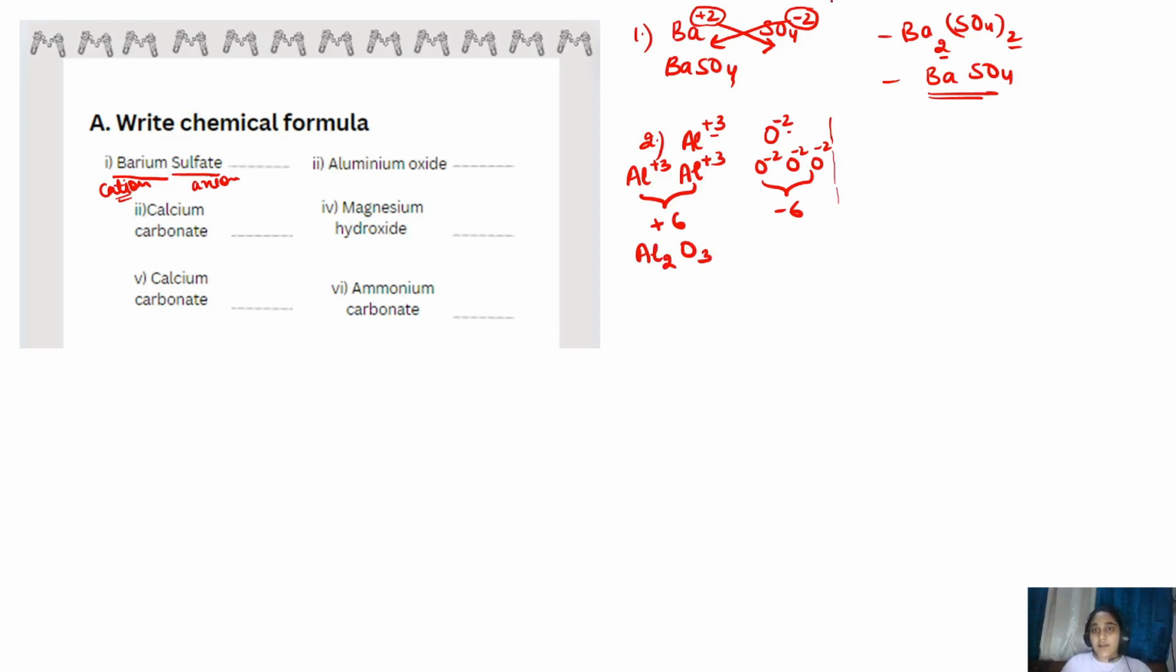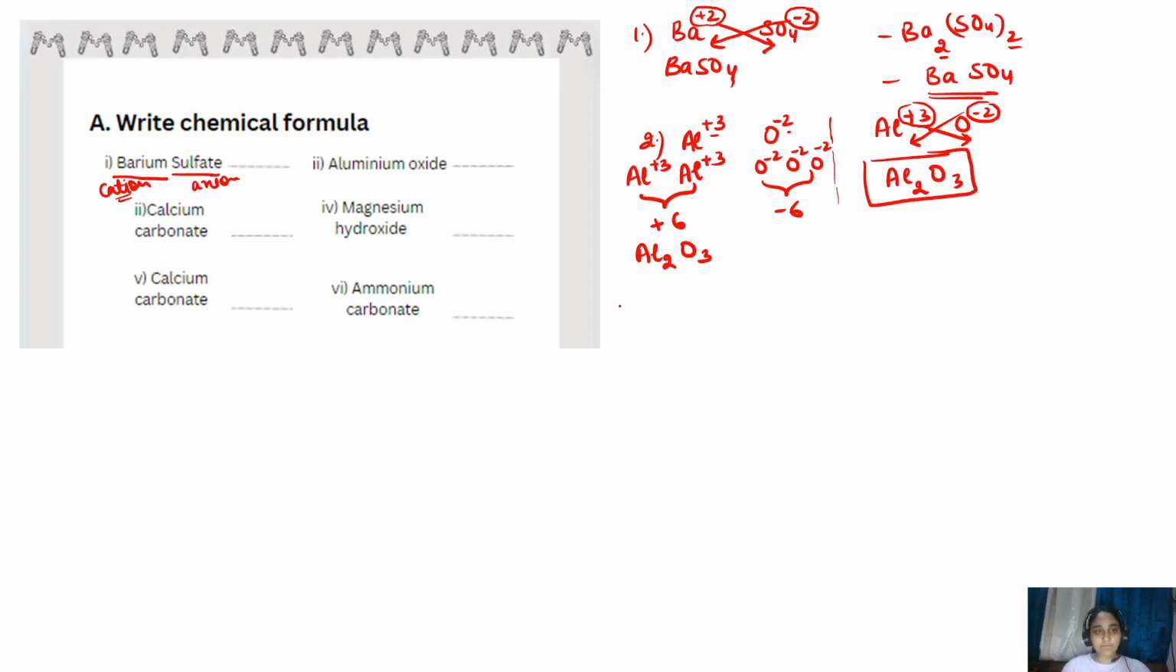Or if you like this way, let's write here Al +3, oxygen -2. The charge on the cation is the subscript of the anion, and the charge on the anion is the subscript of the cation. That means Al2O3. This 3 goes to the subscript of the O and 2 goes to the subscript of the Al. So this is the oxide, aluminium oxide.